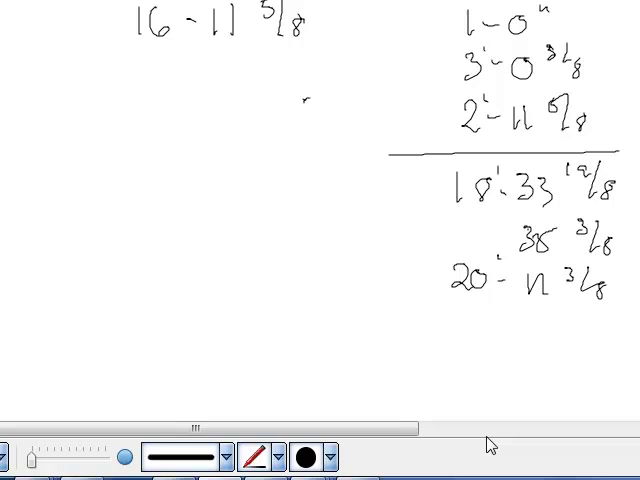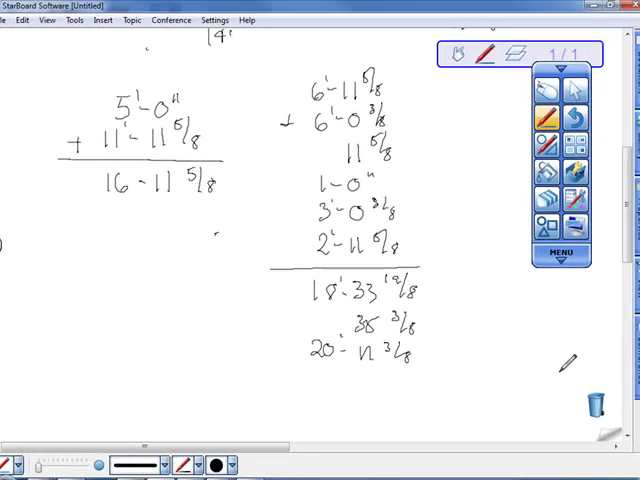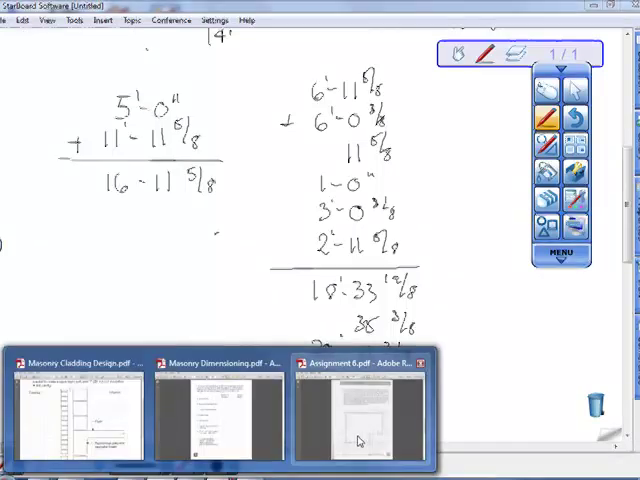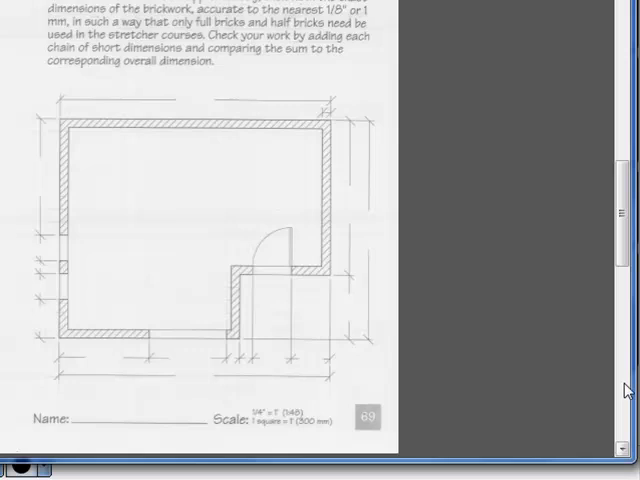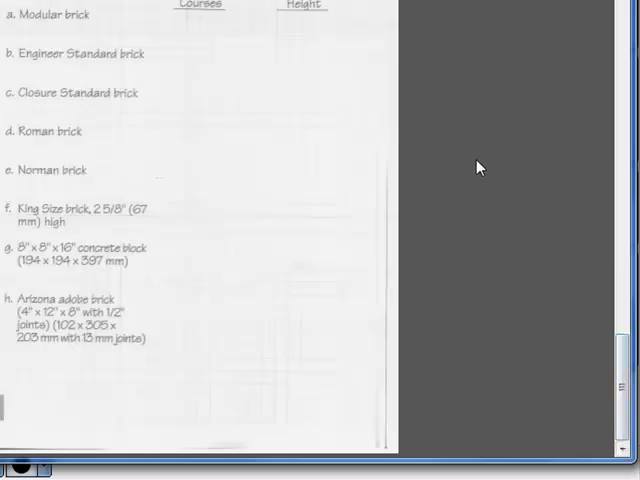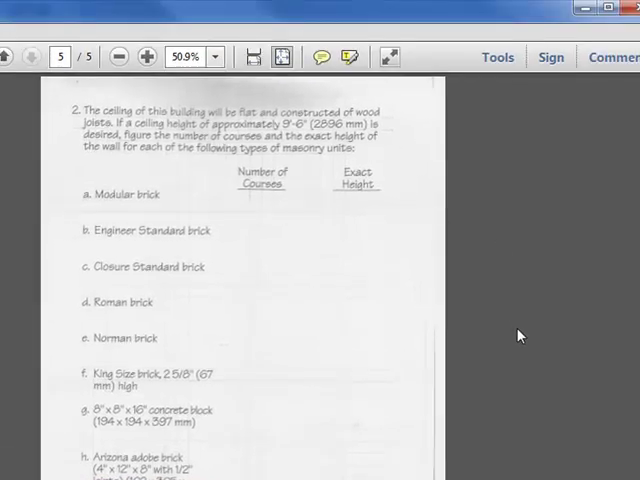Finally, the other part of the exercise is, let's see, where did that go? Okay, so we got that. And this is just more looking in the book. The ceiling of this building will be flat and constructed of wood joist. If the ceiling height is approximately 9 foot 6 inches, so this is going to be dealing with the vertical height, figure the number of courses and the exact height of the wall for each of the following types of masonry units.